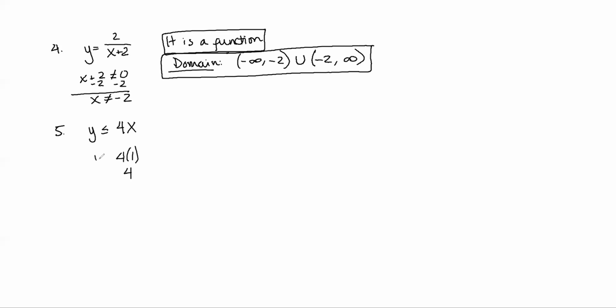But now the y values are less than or equal to 4. So any y value that is less than or equal to 4 is going to satisfy this inequality. So a y value of 2 would satisfy this inequality. So would 1 or 0 or anything less than that, and all of the fractions in between. So whenever you have an inequality like this, it is not a function. And then the domain, because it's a linear inequality, is -infinity to positive infinity.